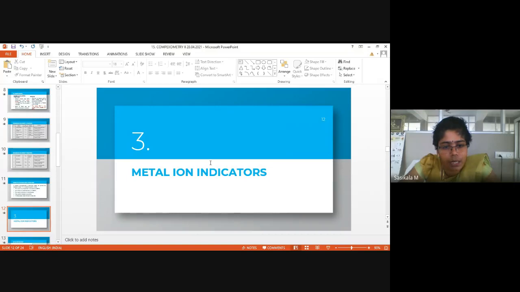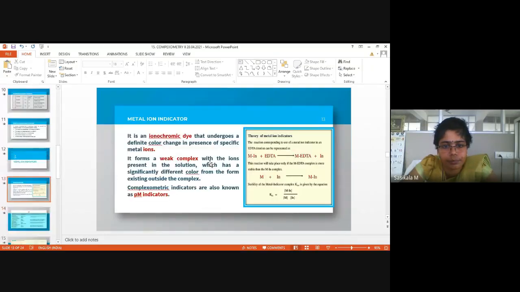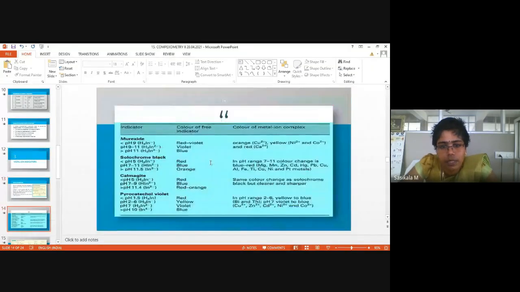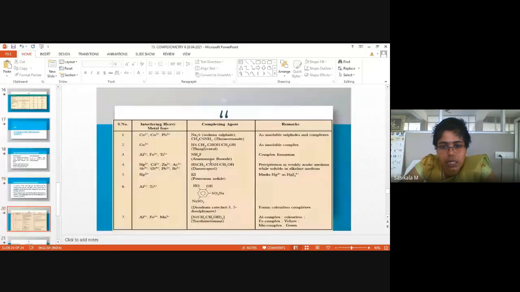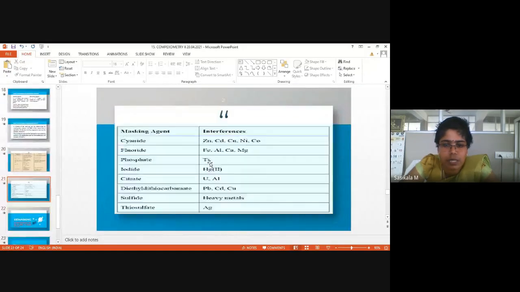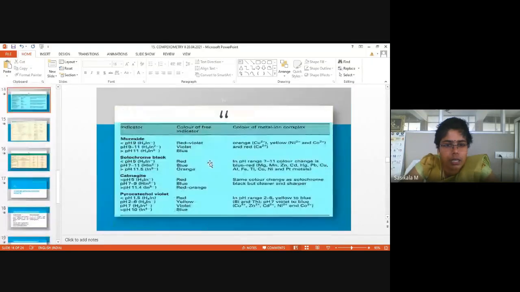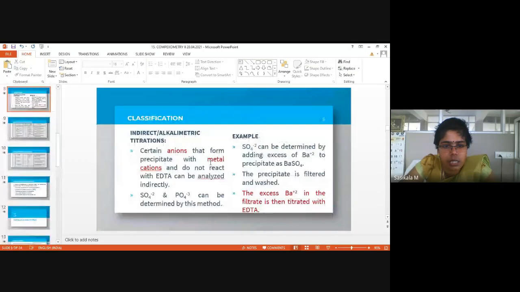The third part is metal ion indicators. Shall we discuss metal ion indicators and masking and demasking agents in the next class? Since we have discussed too much, I feel exhausted, so we'll discuss it in the next class.